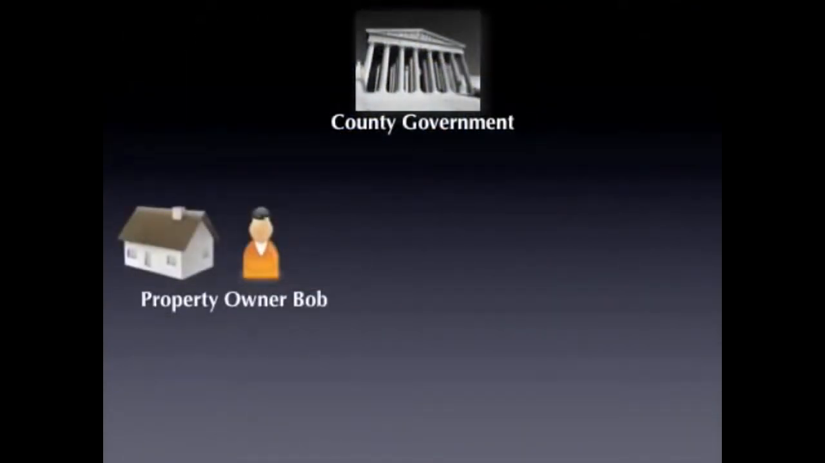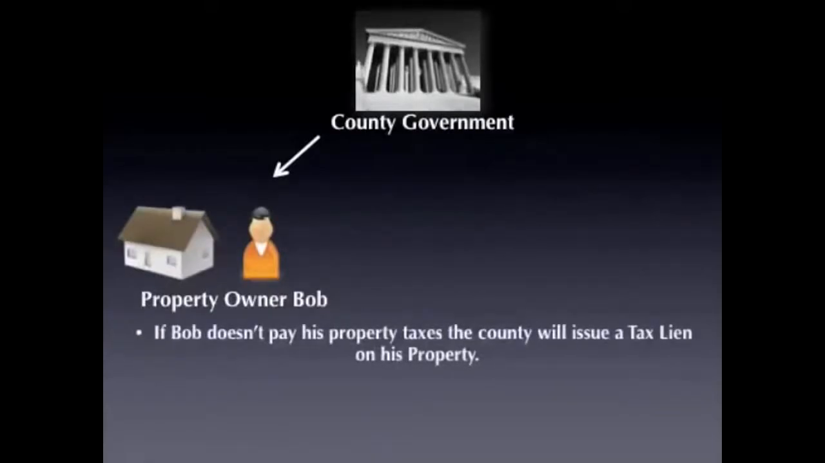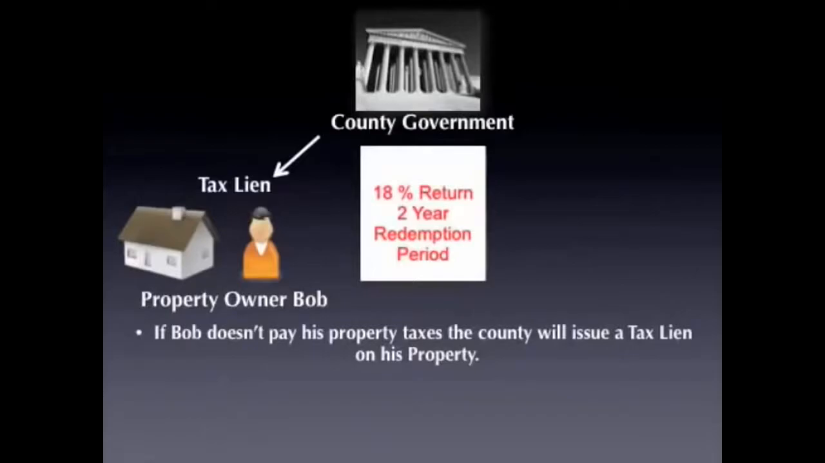The county needs a way to enforce the property tax system. They need some way to ensure that property taxes will be paid and that they will have the funds that they need to provide all those services that they're constantly providing. The way they do this is by issuing a tax lien against the property itself. Now, they issue a tax lien against the property because it enables them to recoup that lost investment.